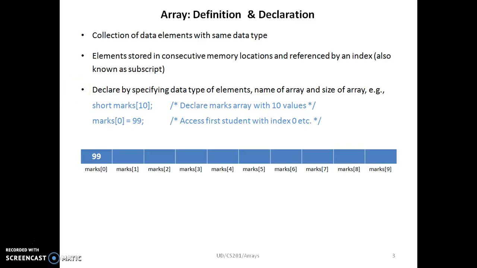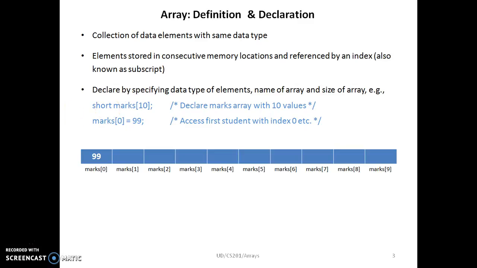So if you look at this declaration again, that basically means an array is going to be created with the name marks, which has 10 elements, and each element is of short data type.